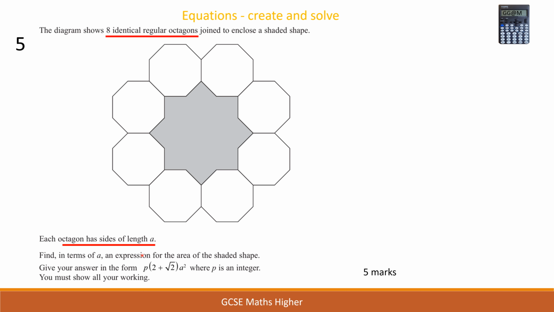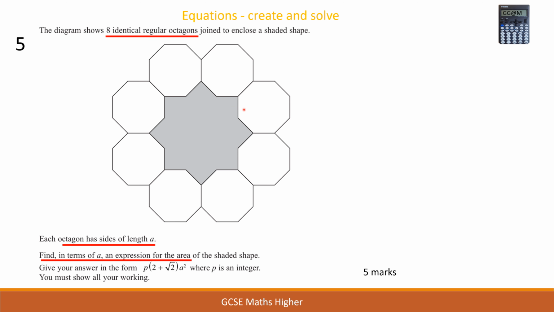You're told that the length is A, so you know each of these sides is A, going all the way around the outside. And find an expression in terms of A for the area. Okay, so you need to split this up into different shapes. So you've got to work out the shaded area here.